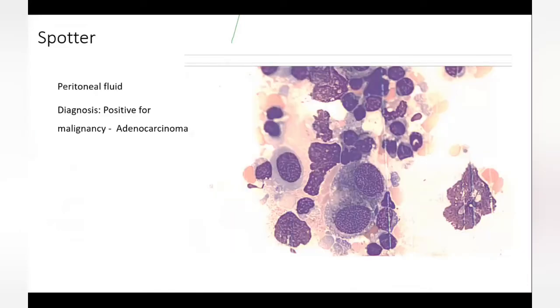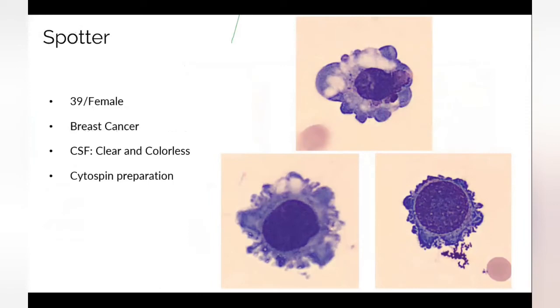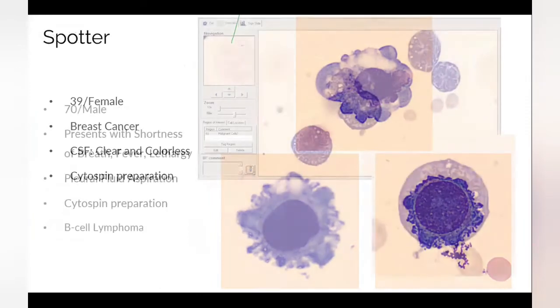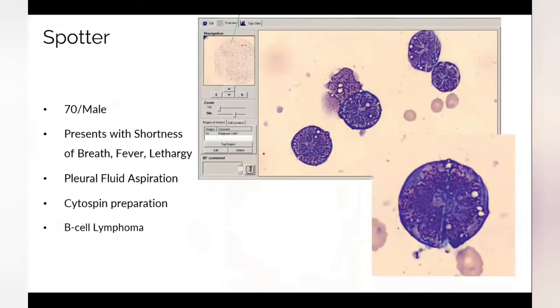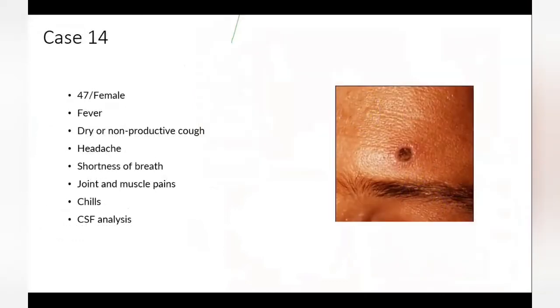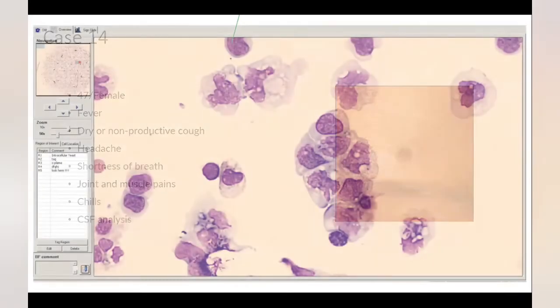This is a peritoneal fluid, a diagnosis of adenocarcinoma positive for malignancy was made. There's again another spotter of Mets breast cancer. And here is a spotter of a B-cell lymphoma in a pleural fluid aspirate. And a case of a 47-year-old with fever, headache and shortness of breath and whatnot. And a CSF analysis was done.